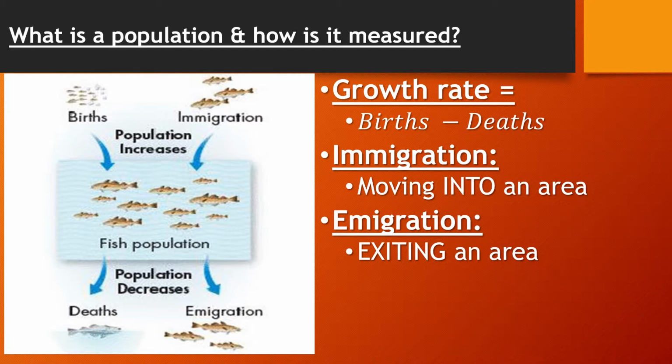And here's a brief explanation of immigration and emigration. Immigration with an I means moving into an area. Emigration with an E means it is exiting an area. So if I decide to move to Norway and become a Norwegian citizen, then I am emigrating from the United States. I'm with an E, I'm exiting the United States and immigrating into Norway.